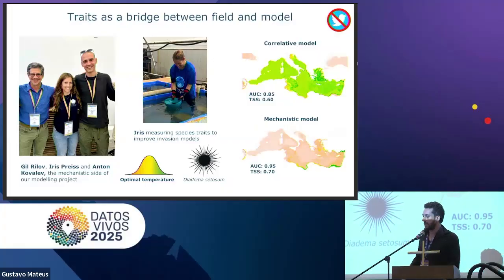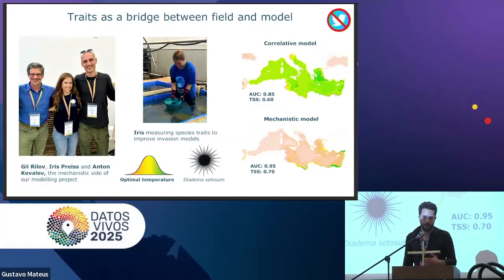So this is one example of some work that we are doing, just a little piece of the gigantic puzzle we have to put together. Here on the left side, you see Nigel Taylor, who is the leader of the Limnological and Marine Research Group, and two of his brilliant PhD students, Iris Price and Anton Kovalev. They are the mechanistic side of our group. In the middle, you see Iris. I say that she's torturing the animals with something very important. She gets the species, brings them to the lab, puts them in controlled conditions, and checks what are the limits and the ideal conditions that they can live.